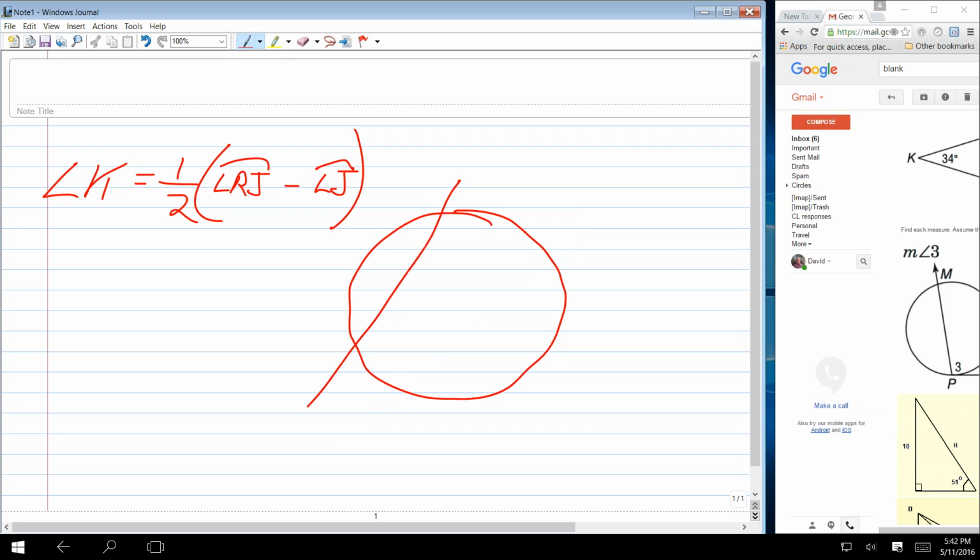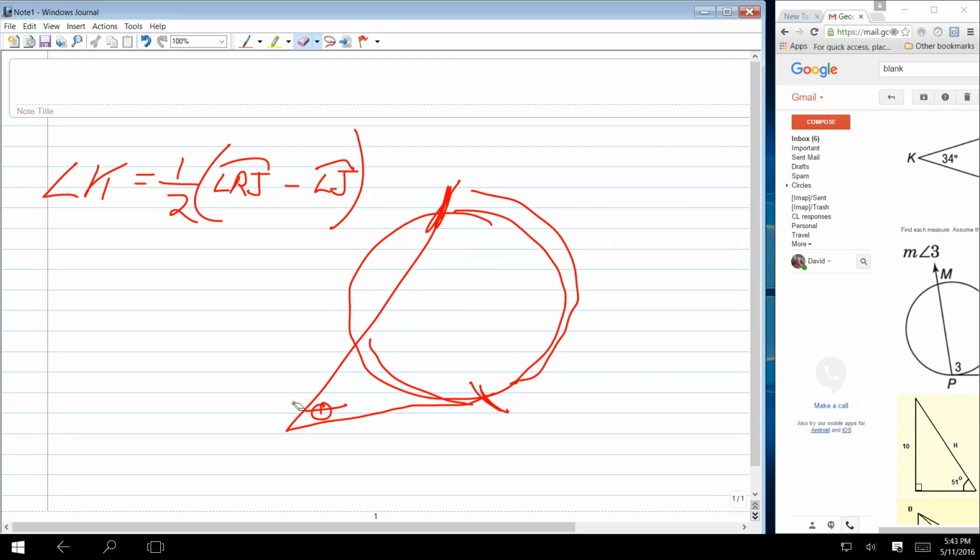It also applies when I have a secant line and a tangent line. In other words, there's my secant line, there's my tangent line. Same thing. This angle, theta, is equal to 1/2 this arc minus that arc. This is a very, very common formula that, if you didn't know it, you would miss a lot of your geometry questions, because so many of the circle questions are going to come down to subtracting the difference of the arcs.